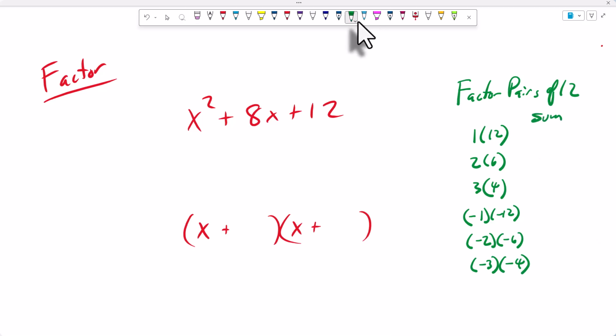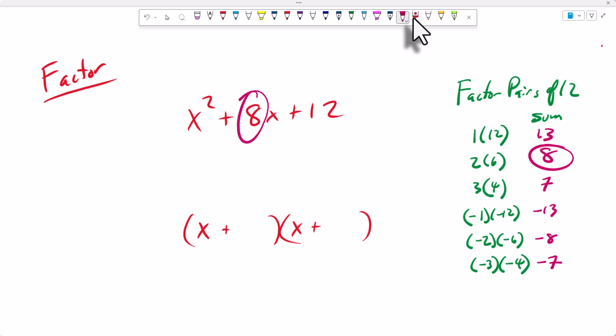the sums. The sums are going to be 13, 1 and 12. 2 and 6 is 12. No, 2 and 6 is 8. 7. Negative 13. What is that? Negative 8 and negative 7. Okay. And of course, the 8 is the same as this 8. So we know it is going to be these two. It is going to be this. We can then multiply it out and check.